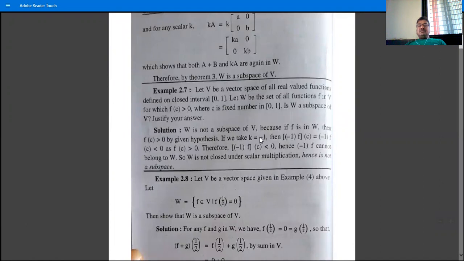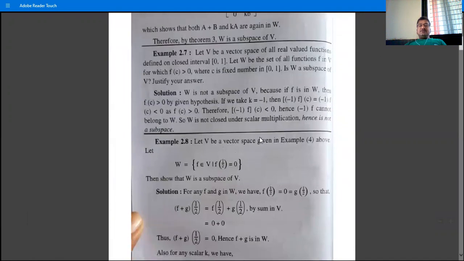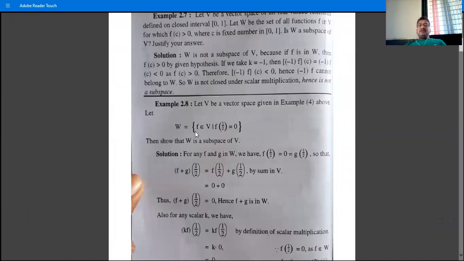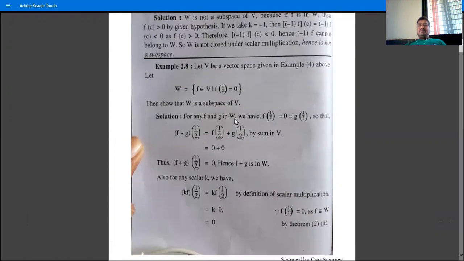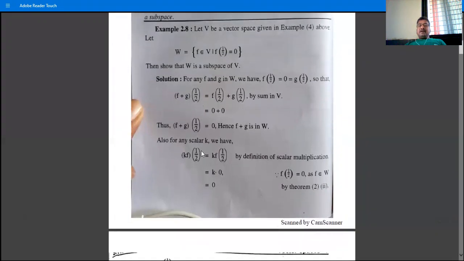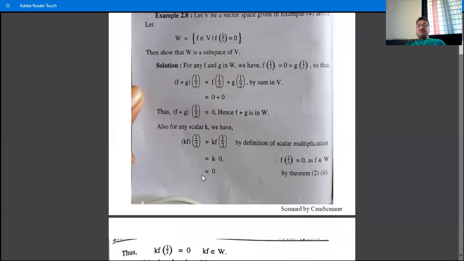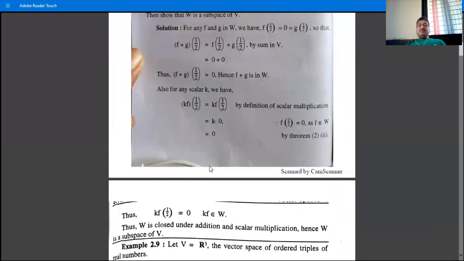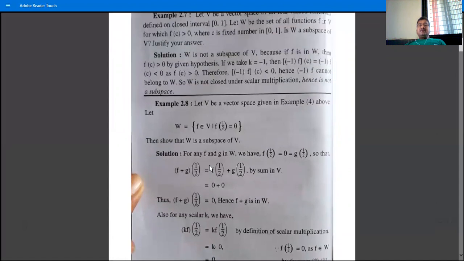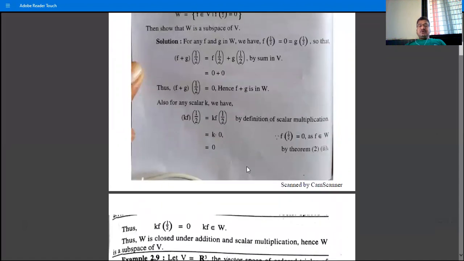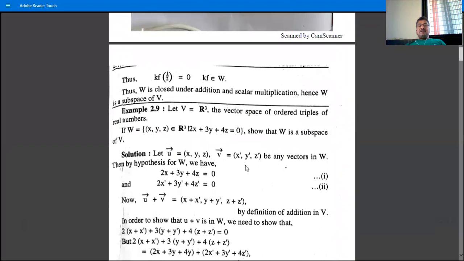So we can show, in the set example where V is the set of functions and f of 1 half is 0, that W is a subspace of V. We have already seen this example: take two elements from W and their addition belongs to W, and take any scalar k and f an element of W, then kf also belongs to W. So these are some examples of subspaces. We'll see the remaining examples in the next lecture.